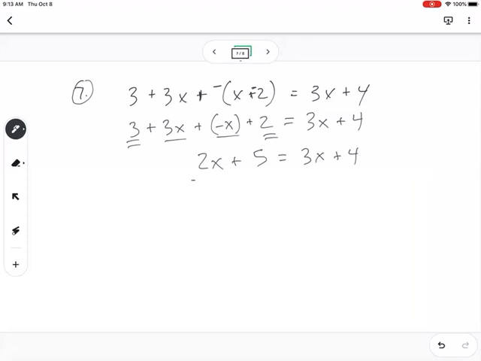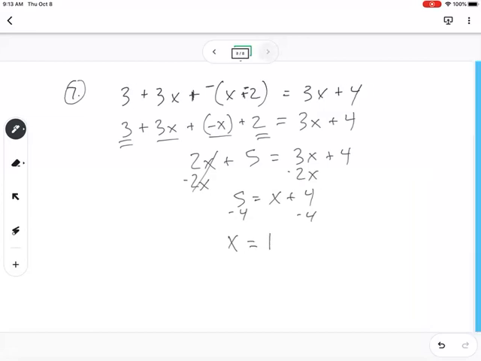And now both sides are simplified, but the variable is on both sides, so we want to get rid of the variable on either side. I choose that. So we have 5 equals x plus 4. Get rid of the 4 by subtraction. And we have x equals 1.